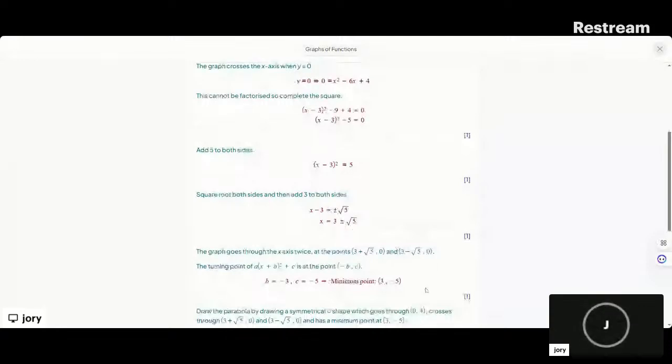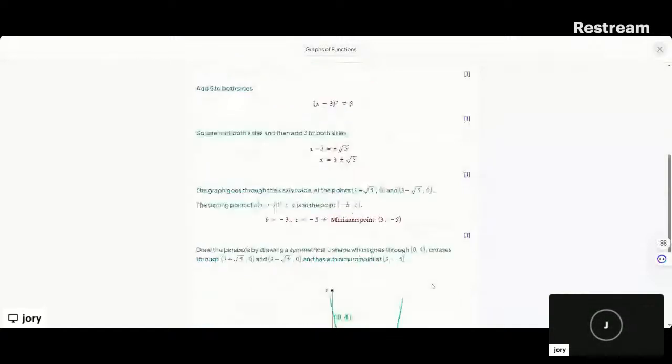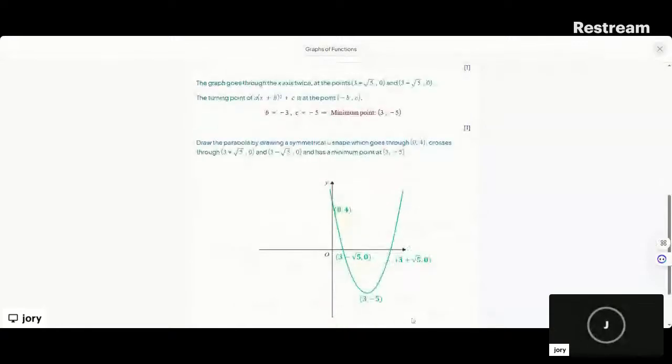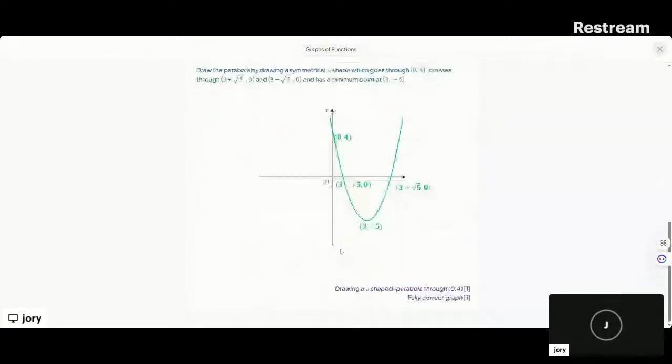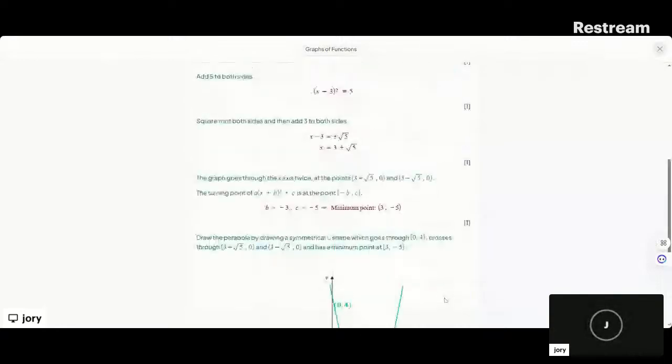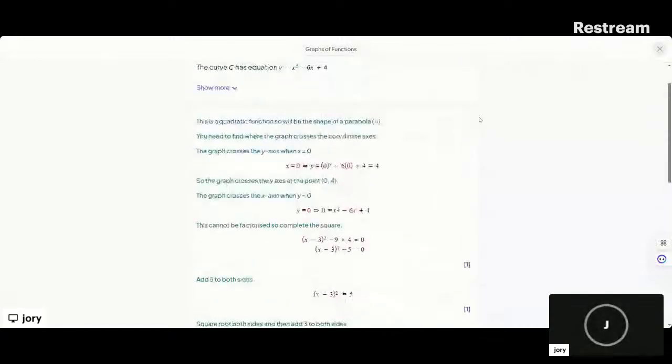Okay, minimum point is 3, negative 5. I got that. Wait, these are solutions. Oh my god. And then I have to find the y-intercept. I was just thinking about that. Y through 0. Oh yeah, when you put 0 into the equation, it gives you... Okay, what it gives you.